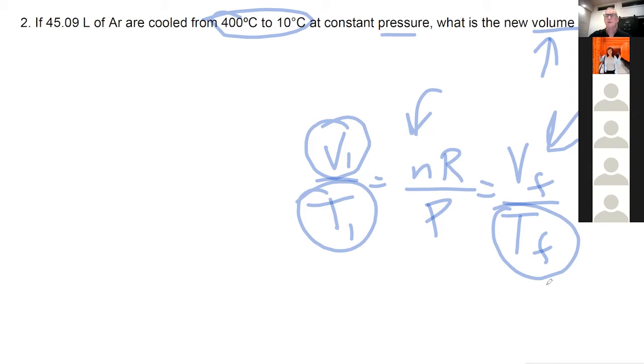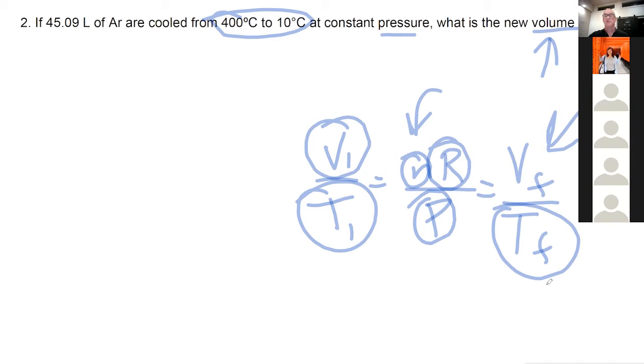Does that seem pretty straightforward? Yes, no? Am I going too quickly? We can only do this if everything else is constant. So the number of moles is constant, the pressure is constant, and R is a constant. We can't do this if the pressure changes, or we make new gas, or we lose some gas. We can't do this then.